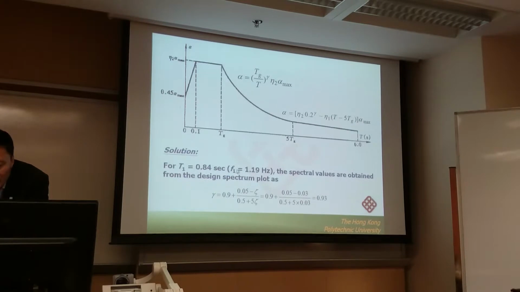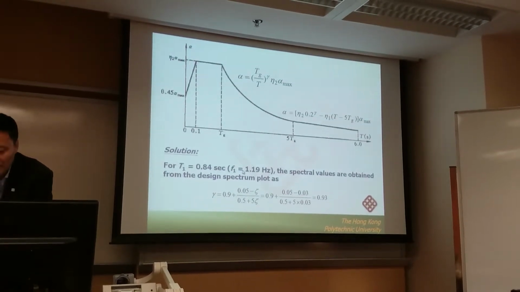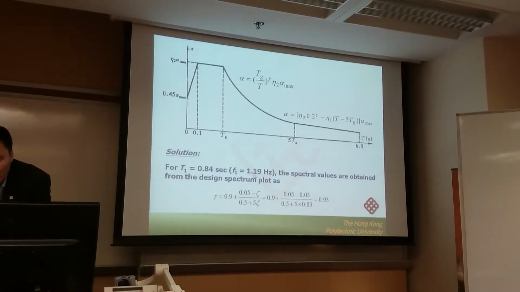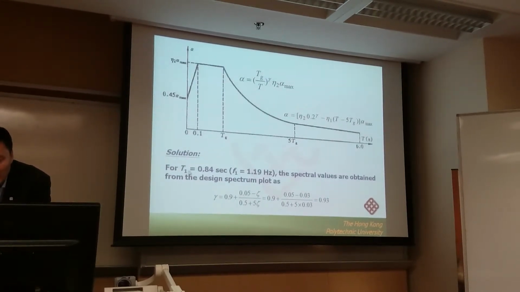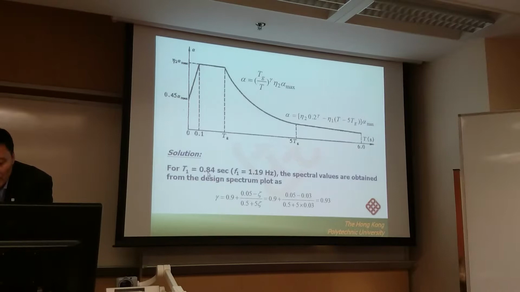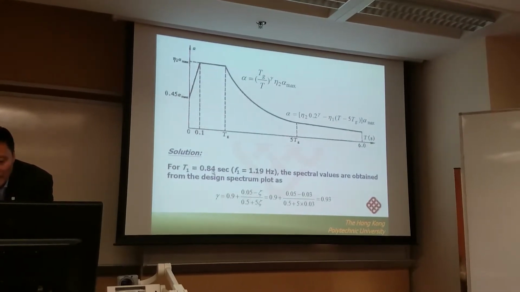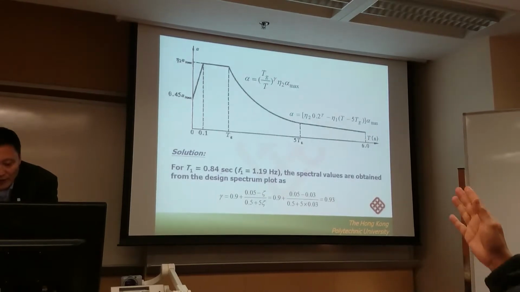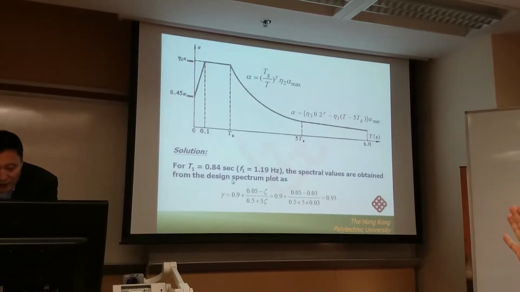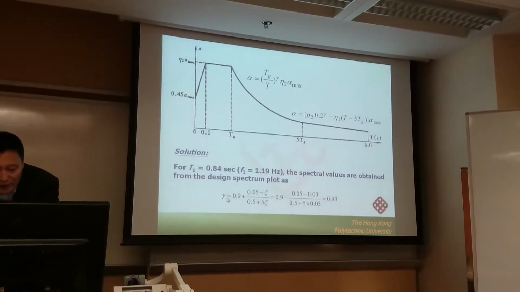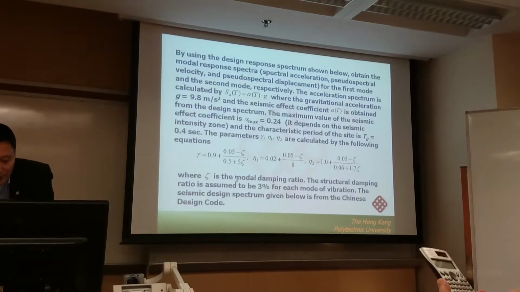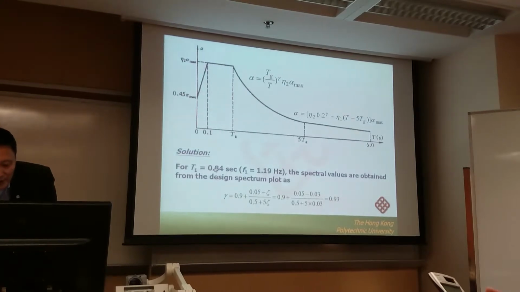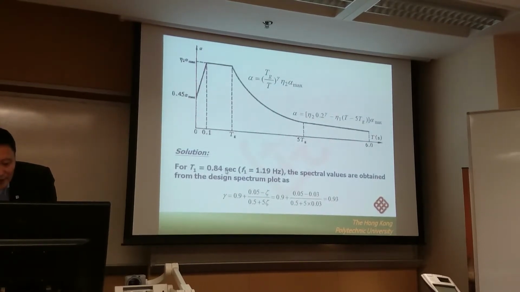Firstly, for the first mode, we just need to consider 2 modes. For the first mode, we have obtained the frequency, so we can obtain the T. This T is equal to 0.84. So how about this value? Which range? Based on the damping ratio, we obtain this value. And how about TG? TG is 0.4, and this T is larger than TG, right?